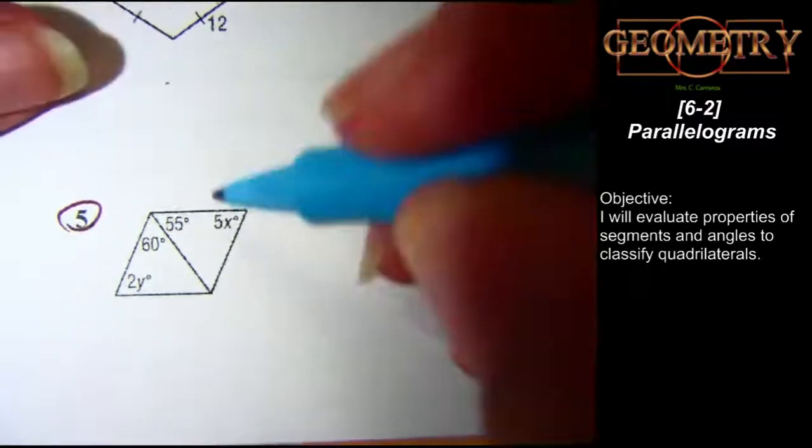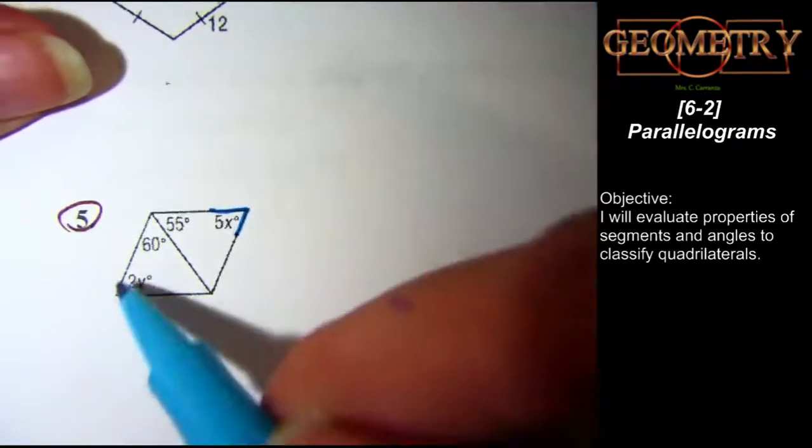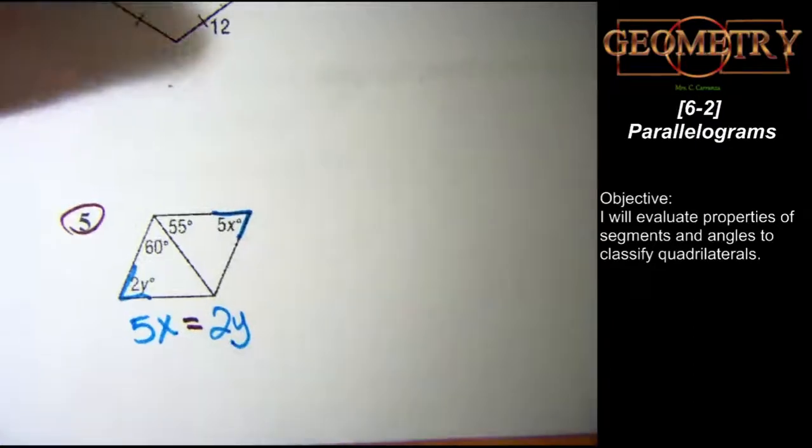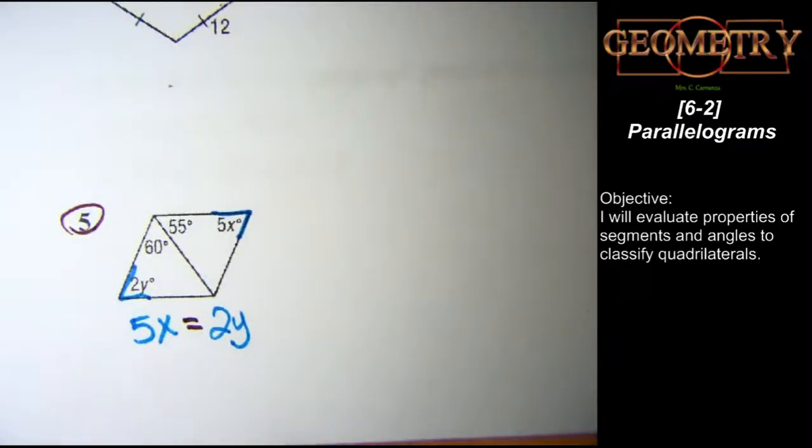Okay, wait a minute. Opposite angles are congruent. That means that 5x is equal to 2y. Okay, I can write that equation, but I can't really solve it yet. I didn't do anything wrong, I just didn't get anywhere. So I'm going to look again.